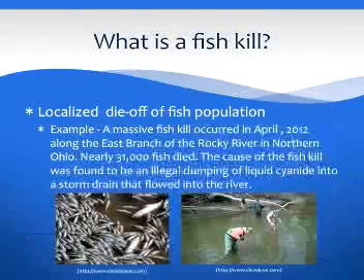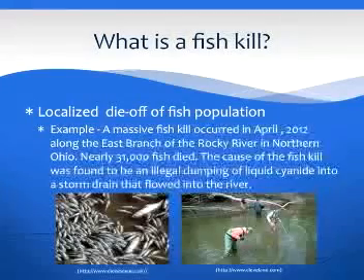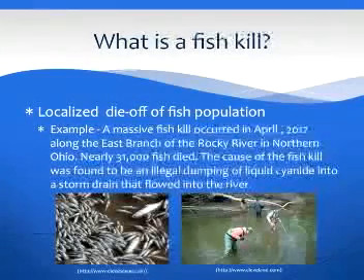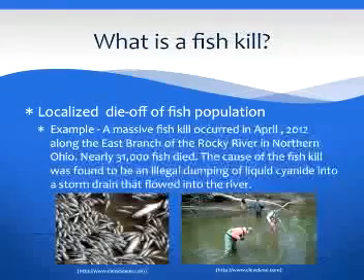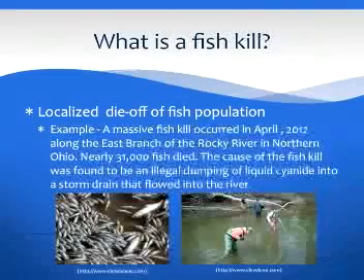On the eastern branch of the Rocky River, located right outside of Cleveland in northern Ohio, an estimated 31,000 fish were found dead. The cause of this fish kill was found to be an illegal dumping of liquid cyanide into a storm drain. Cyanide is used in precious metal production and is highly toxic.